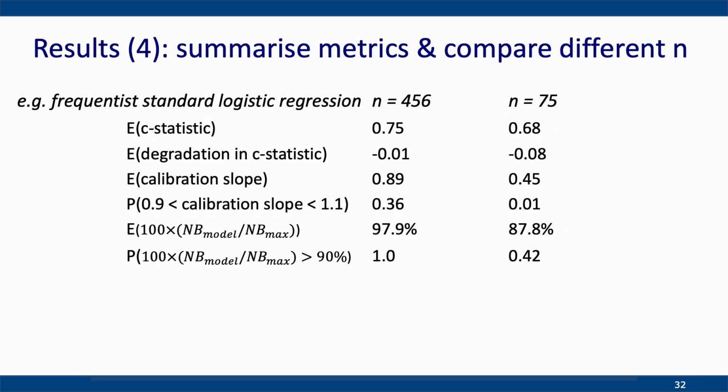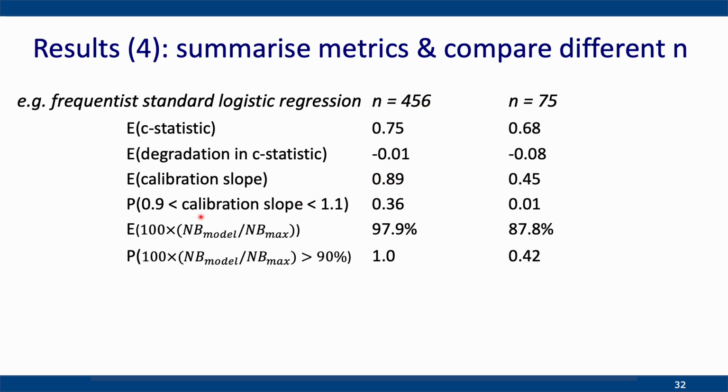We can summarize this in terms of metrics and statistics. So in terms of expected value, for a sample size of 456, what's the expected C statistic? 0.75. What's the expected degradation compared to the reference model? Just a loss of 0.01. The expected calibration slope is 0.89. This is for a standard logistic regression. This 0.89, of course, is not too far off 0.9, and that was what pmsampsize was aiming for, and pmsampsize suggested 456, so that's good, that's reassuring.